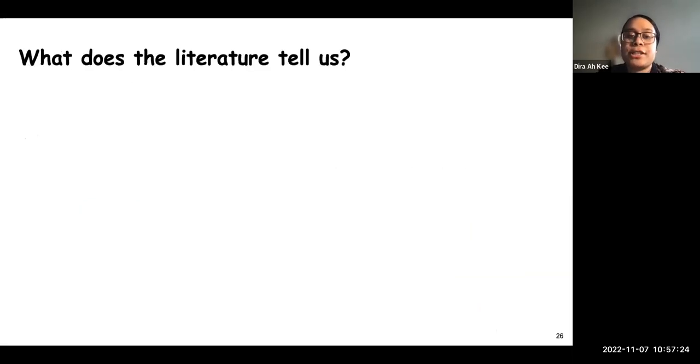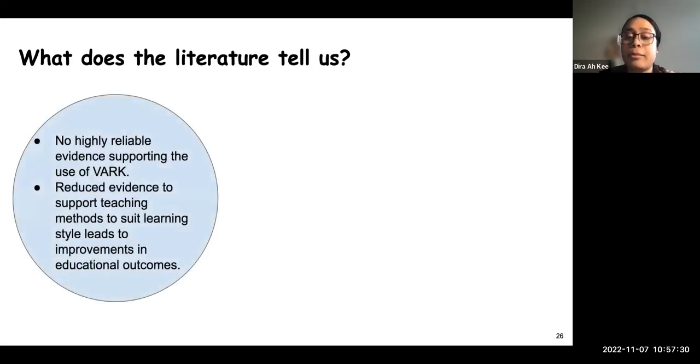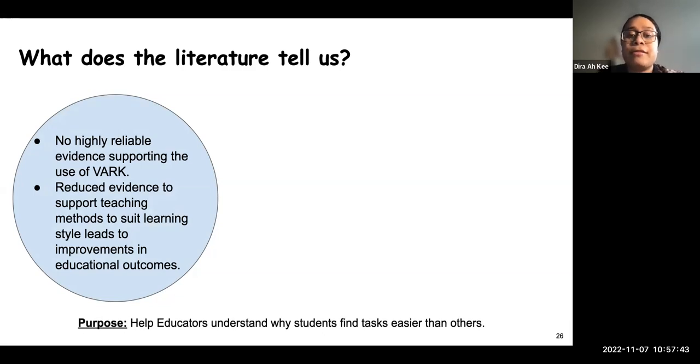Now, what does the literature tell us? There is currently no reliable evidence to support the use of VARK learning style preference. There's also limited evidence supporting the statement that matching teaching style to students' learning preferences improves educational outcomes. However, it is important to remember that the purpose of the VARK is not to tell educators about students' abilities or intelligence, but rather to help you understand why some students may find some tasks easier than others. It also helps you understand that students learn in different ways and that there are some advantages when incorporating a variety of modalities into teaching.